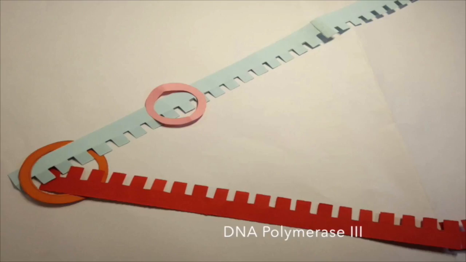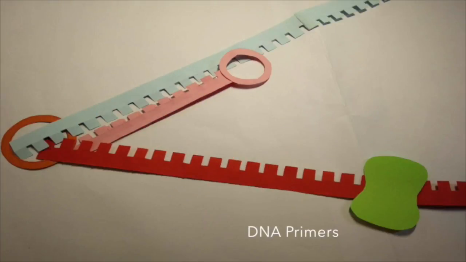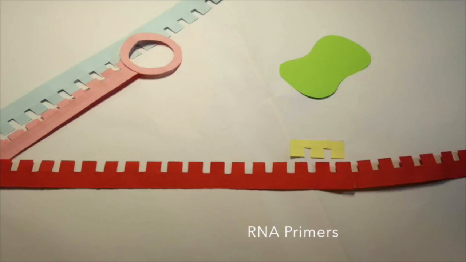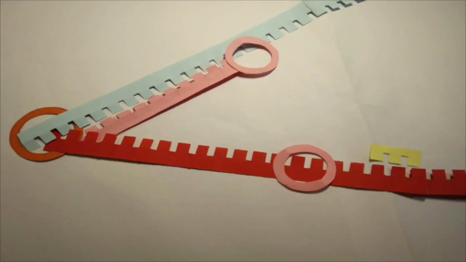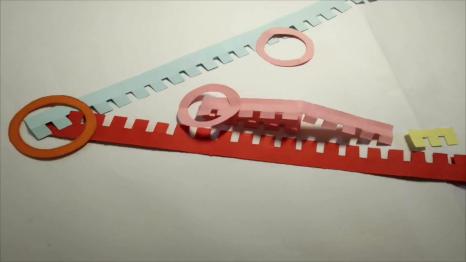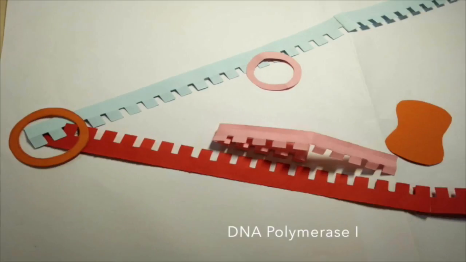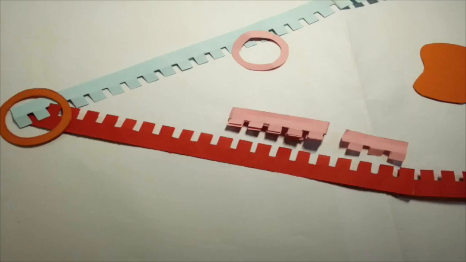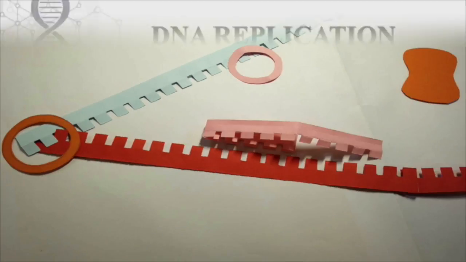Later on, DNA polymerase III reads the template to build a leading strand. Meanwhile, primase is also present on the other strand to make RNA primers, which are a starting point for DNA polymerase III to build a lagging strand. So the lagging strand is made in small sections called Okazaki fragments. Then DNA polymerase I removes the RNA primers and replaces them with nucleotides. The Okazaki fragments are also joined together by DNA ligase.